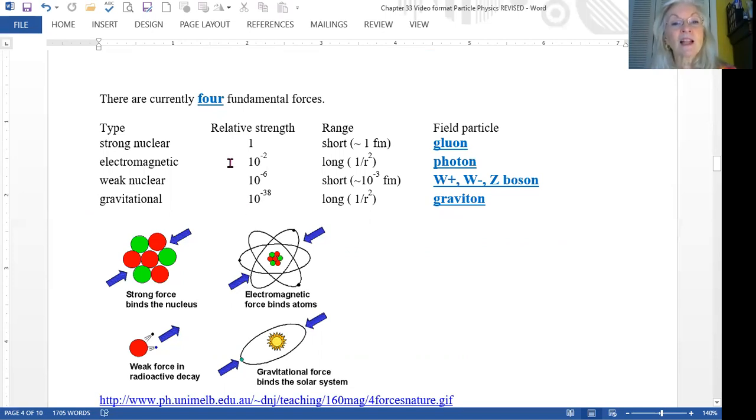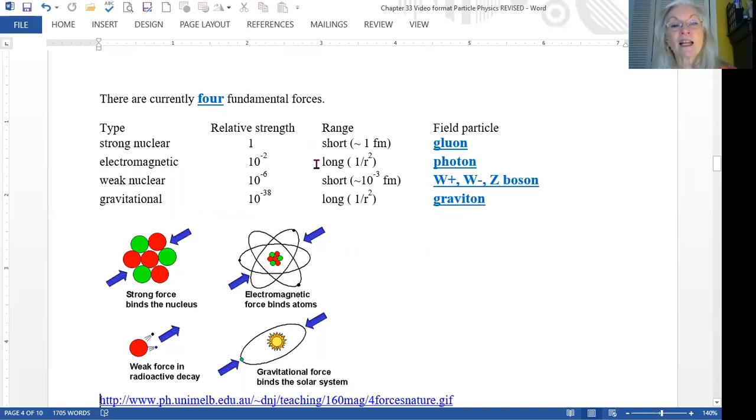The electromagnetic is a factor of 100 less. The weak nuclear is 1,000,000 less, and gravitational is way less than that. I don't know what 10 to the minus 38 is in words, except teeny tiny. So you can see that the strong nuclear force, because it's what holds the nucleus together, is a very short range force. Remember that a femtometer is 10 to the minus 15 meters.